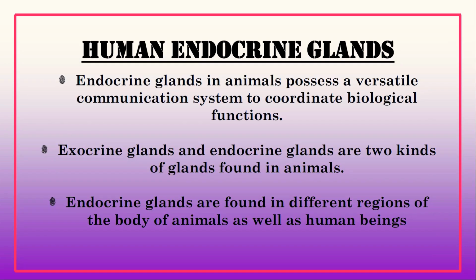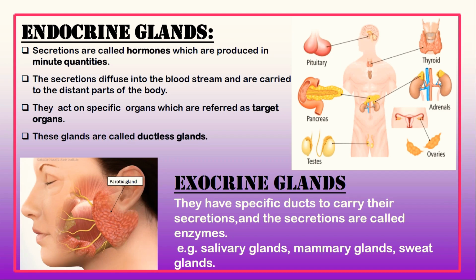Human endocrine glands. Endocrine glands in animals possess a versatile communication system, and they coordinate all the biological functions of the body. Exocrine and endocrine are the two types of glands found in animals, and endocrine glands are found in different regions of the body of the animal as well as in human beings, and their secretions are passed into the blood, and blood carries them to the target organ.